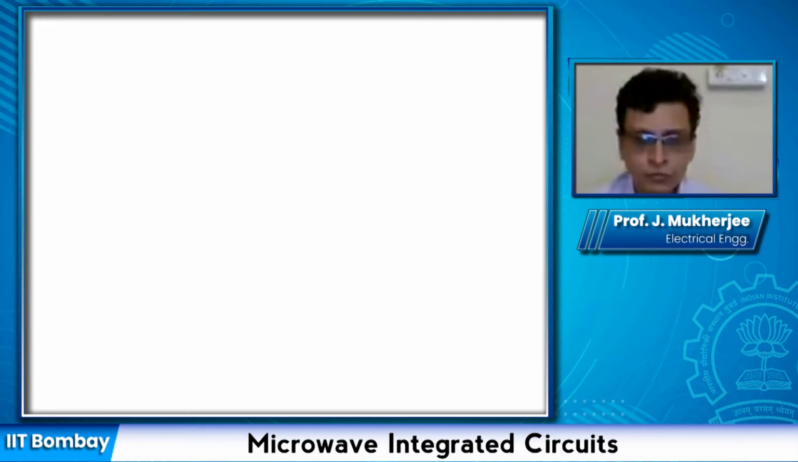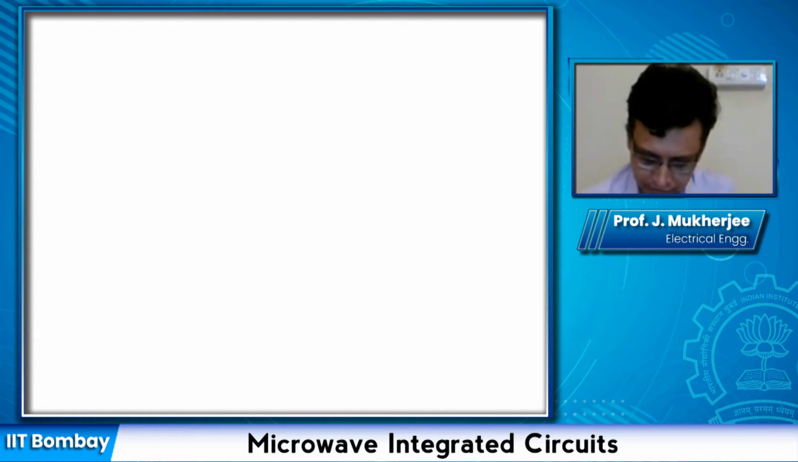Welcome to part 4, the final part of this lecture, lecture 11. In the previous part, that is part 3, we had discussed the binomial prototype function for designing multi-section transformers. In this lecture, we shall be discussing the Chebyshev prototype function. So let me share my screen first.